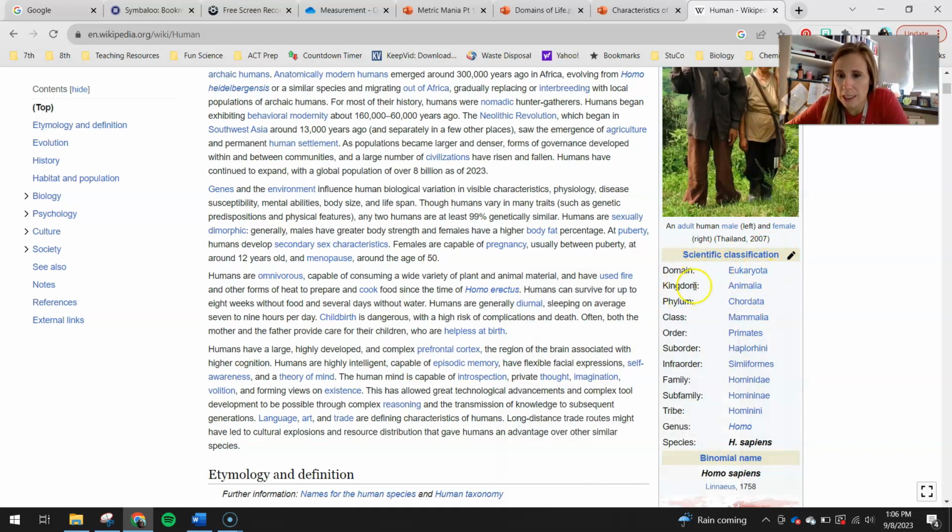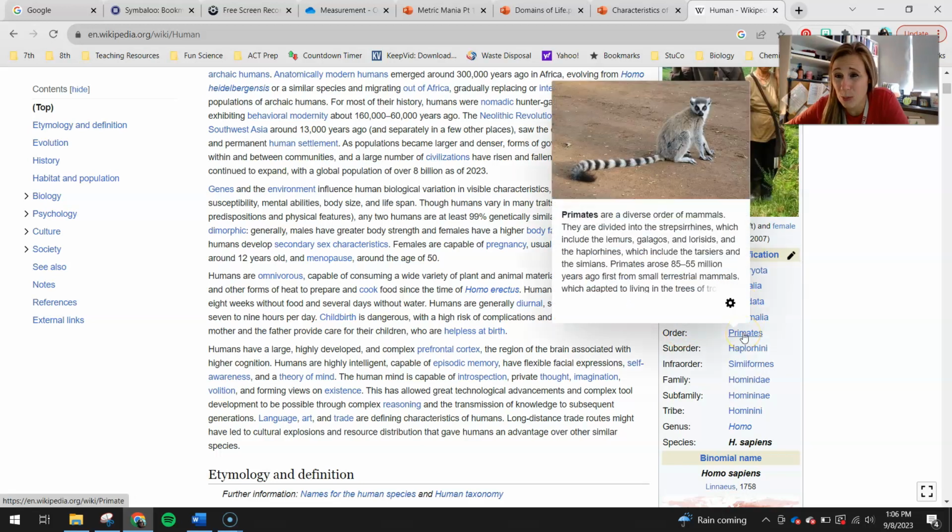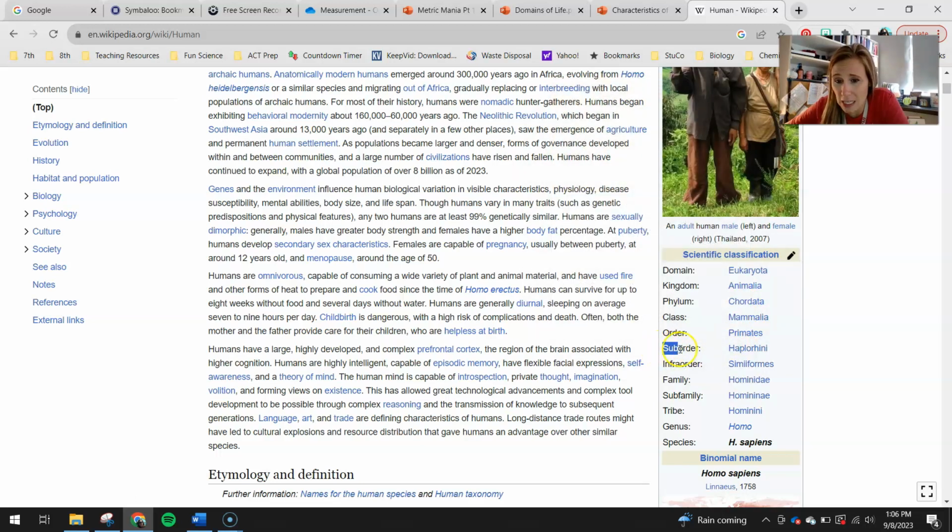So domain eukarya, kingdom animalia, phylum chordata, class mammalia, order primates. This is just what I wrote down. If you see things that aren't listed there that I showed you, like suborder, infraorder, or subfamily and tribe, just go ahead and ignore those. I just want you to stick to the ones I showed you on the taxonomic rank notes: domain, kingdom, phylum, class, order, family, genus, and species.